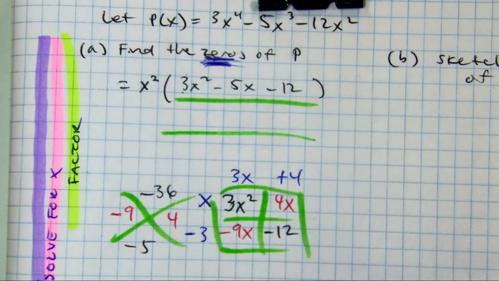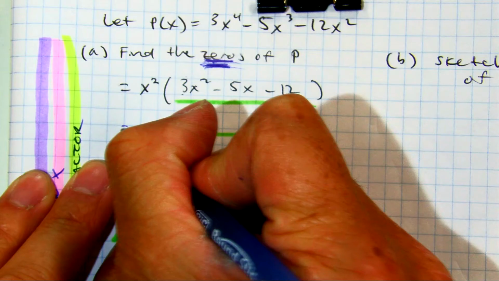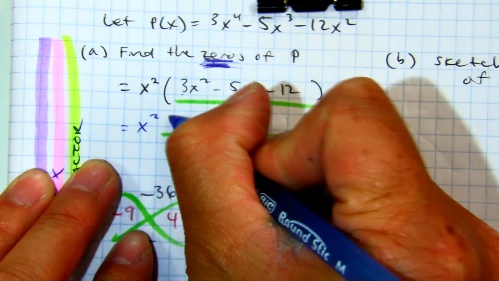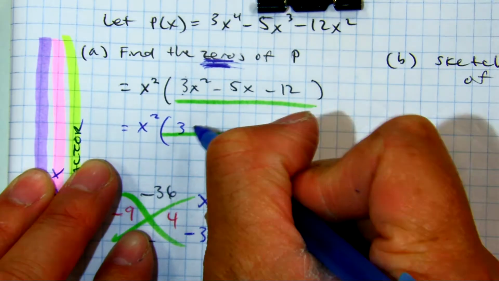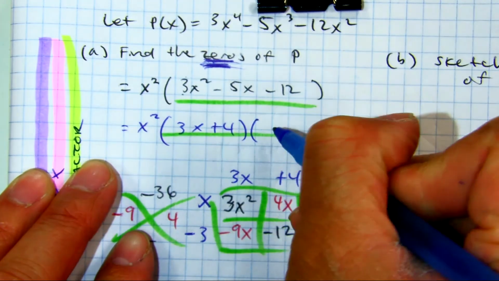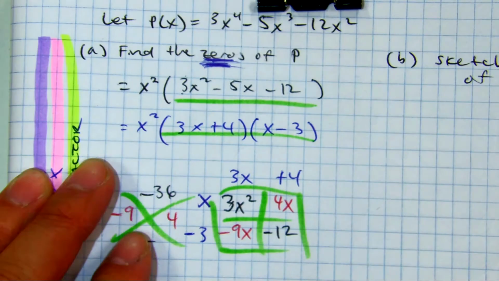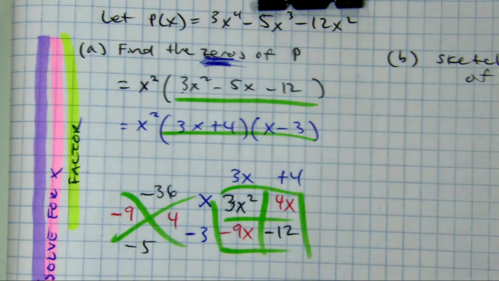So we're going to factor here now. 3x plus 4. Class, does order matter? No. Order does not matter of the binomials. Raise your hand if you factored.